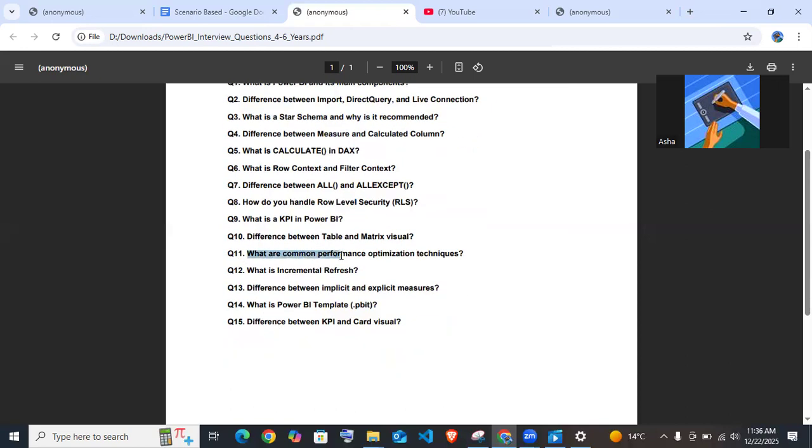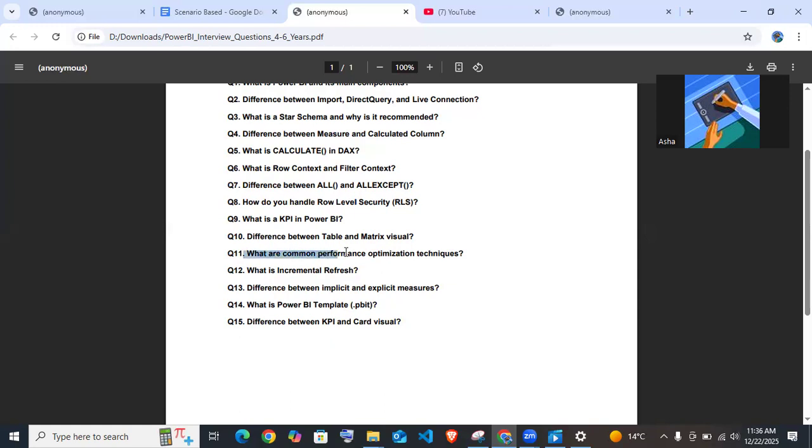What are the common performance optimization techniques? This question is asked in the interview second round, for 4 or 5 plus year experience developers, because this is an advanced Power BI question. So always keep in mind, whenever you answer this question, it should be based on a real scenario. The answer should be like: refresh only new or changed data instead of the full data. This is a performance optimization technique. In real, this is the incremental refresh actually.